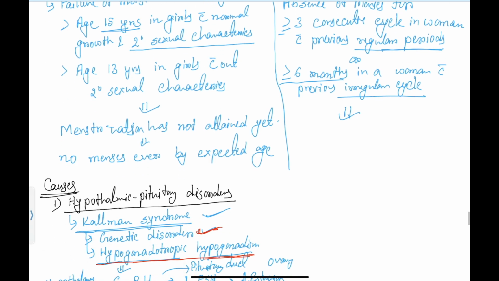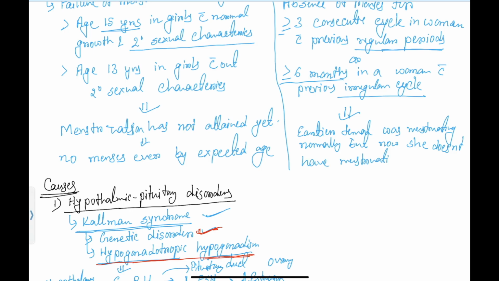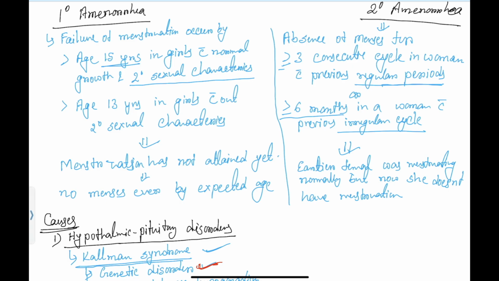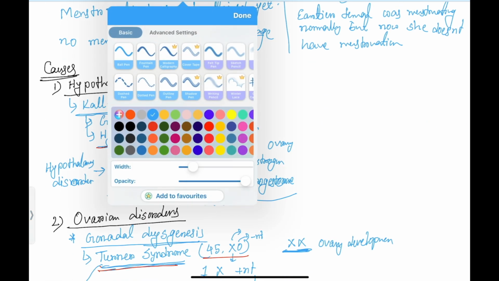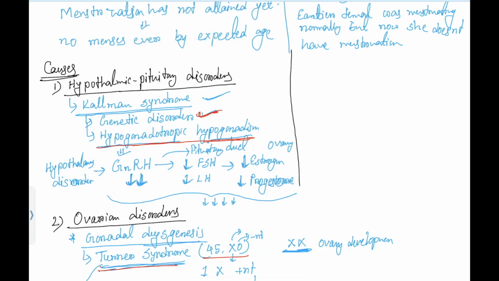So what you understand is that secondary amenorrhea means previously the female was menstruating normally, but now she doesn't have menstruation. This is considered as secondary amenorrhea. Now what can be the causes? Causes of this secondary amenorrhea.